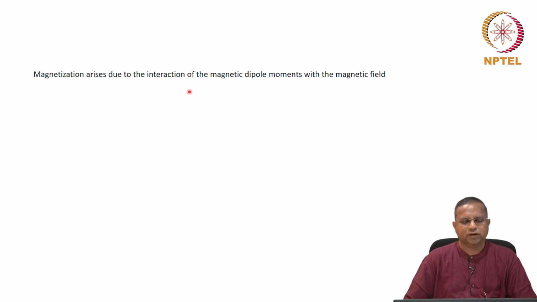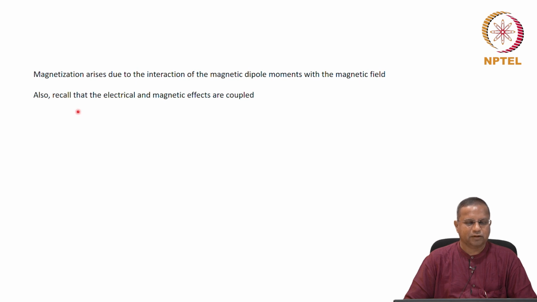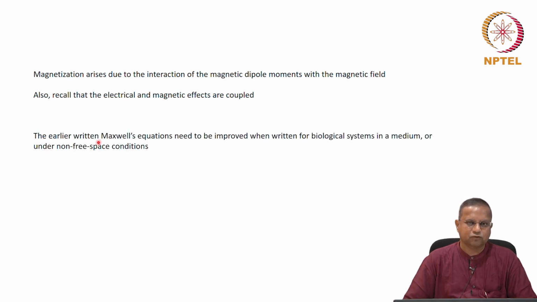Magnetization arises due to the interaction of magnetic dipole moments with the magnetic field. And we all know that electrical and magnetic effects are coupled. Okay, that's what electromagnetism is all about. And Maxwell's equations give you the various interrelationships between those. So the earlier written fundamental Maxwell's equations that were written for free space need to be improved when written for biological systems in a medium or under non-free space conditions.